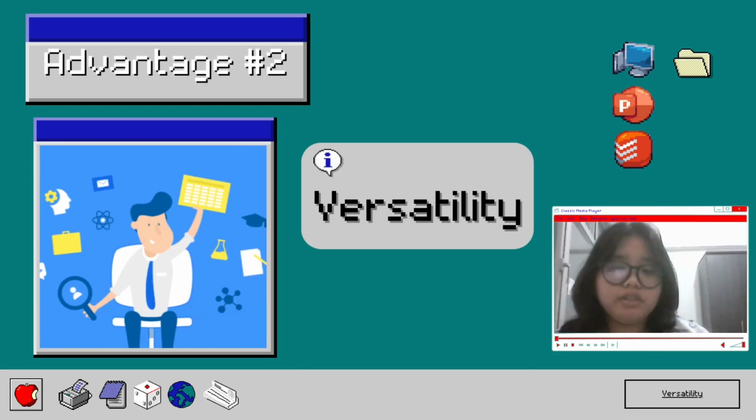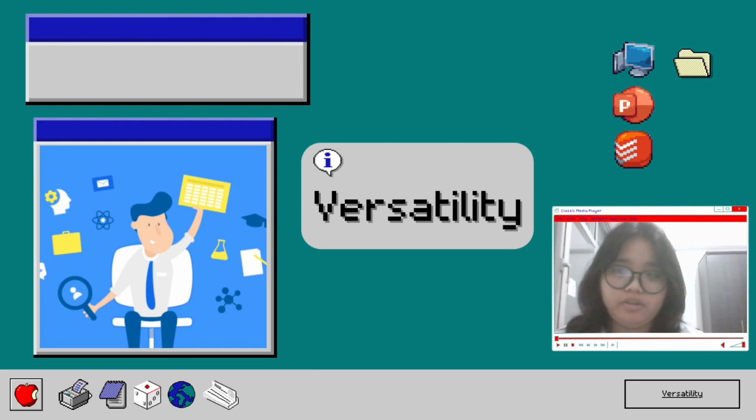Secondly, emails are versatile. They have numerous functions and features that allow them to be applied regardless of whatever field it may be, whether it's personal or professional. One such feature is that it can carry not only text, but also pictures, videos, and other files.